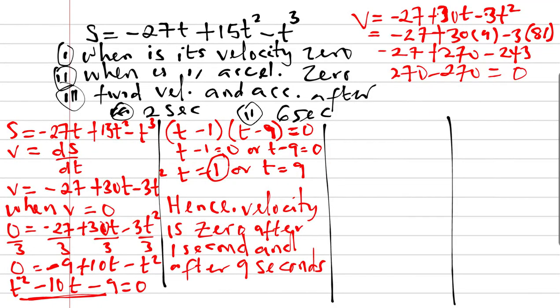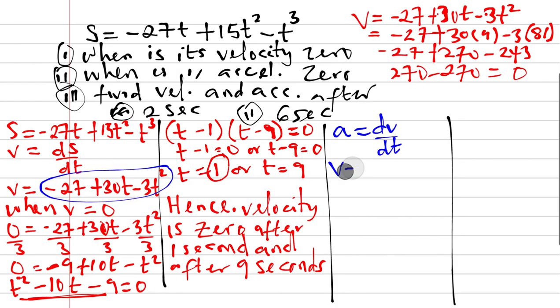Now let's come to our next question. Our next question says, when is its acceleration 0? That means you should find the time when a is equal to 0. Now don't forget that the formula for a is dv/dt. That means you should differentiate your v. And what is your v? This is our v here.